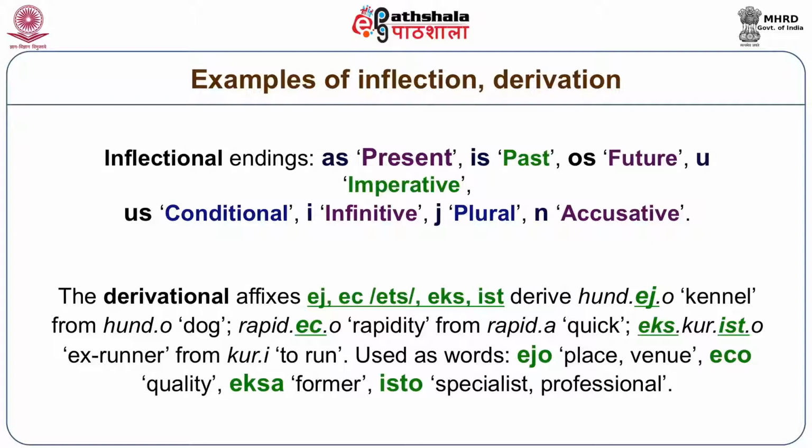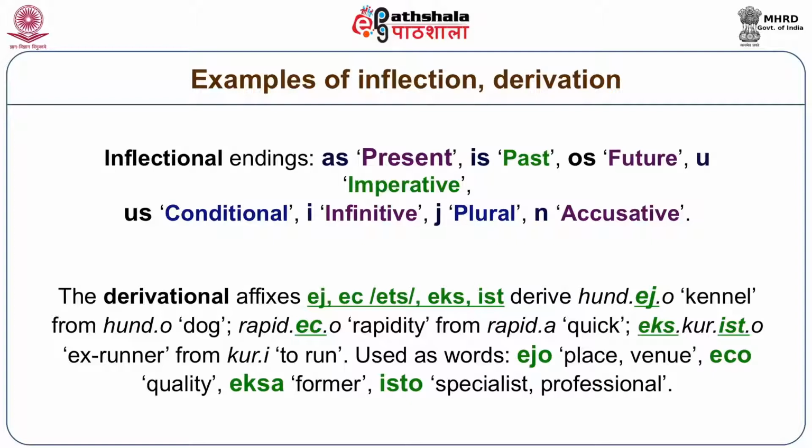The final j, written with a J letter, as in the International Phonetic Alphabet, indicates the plural of nouns and adjectives. The final letter n indicates accusative. These indicate inflectional marking. Derivational affixes are like ej in the word hundejo, which means kennel, derived from hundo, which means dog. The final o of hundo and hundejo indicates that it's a noun. Rapida, the final a indicates that it's an adjective.